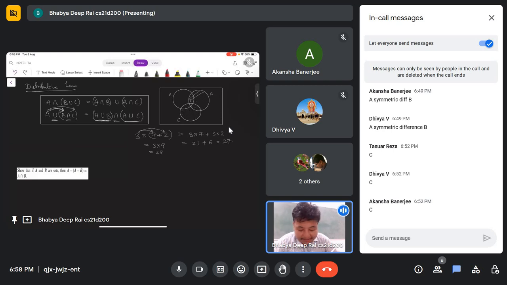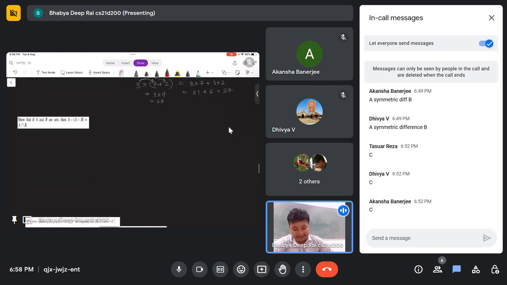And if you look at the RHS, it says A intersection B union A intersection C. So what is A intersection B? This is A intersection B. And what is A intersection C? A intersection C is this. So both are same. So yeah, you can prove it using Venn diagrams also.